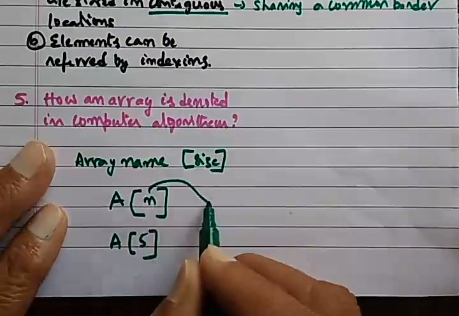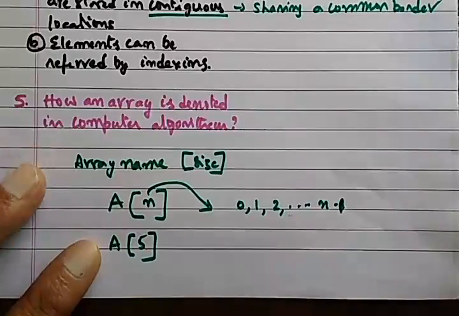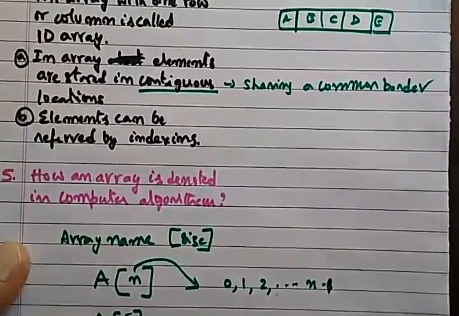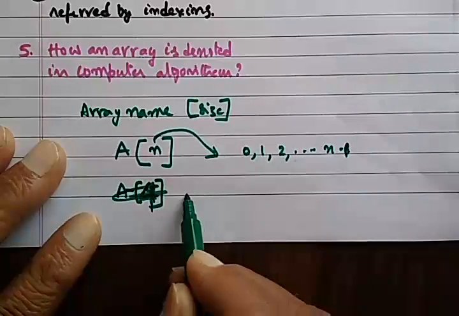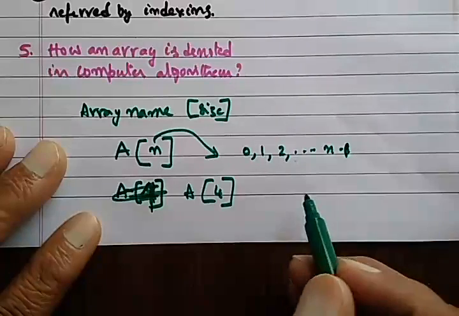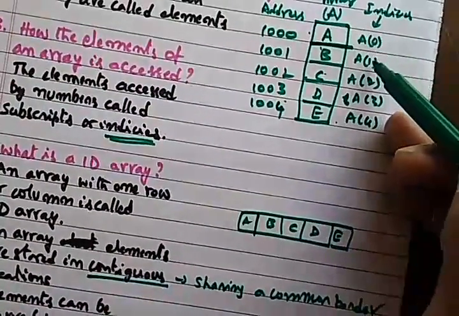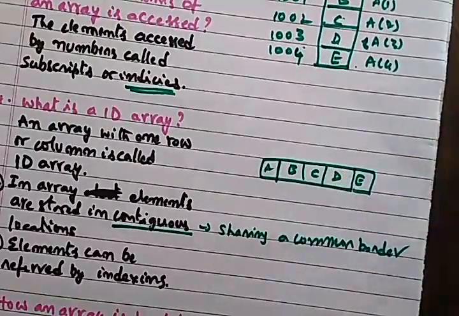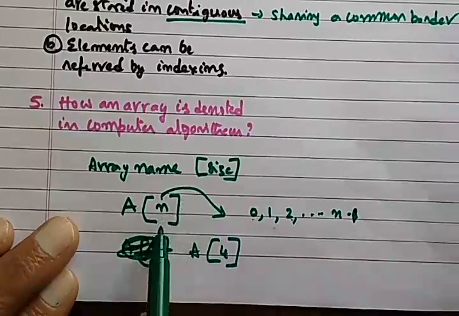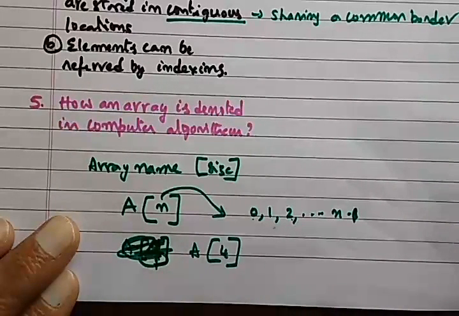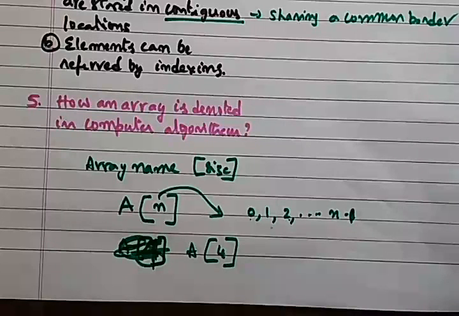And this index can be 0, 1, 2. Maximum is n minus 1. You should not write 5. 0, 1, 2, 3, 4. So maximum you should write only 4 here, correct? Not 5. In this case it is 4. Maximum it can be n minus 1 only because of 0. You should not write 5 because it starts with location 0. In this case it is 0, 1, 2, 3, 4. Maximum is 4 only. And in the programs in future classes, we will write A within square brackets and the number, whichever number you want to write. That is a different procedure that we will see later.